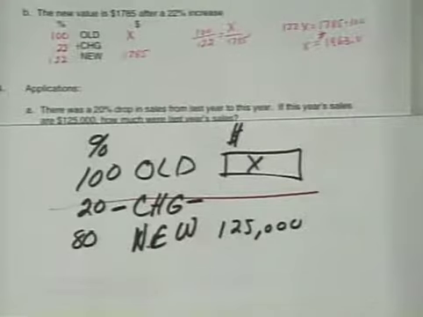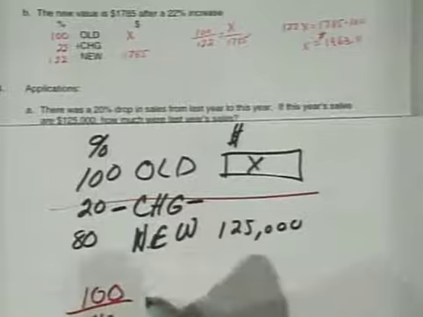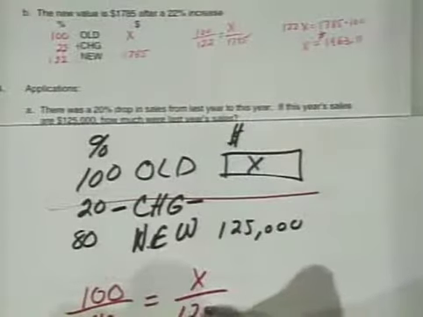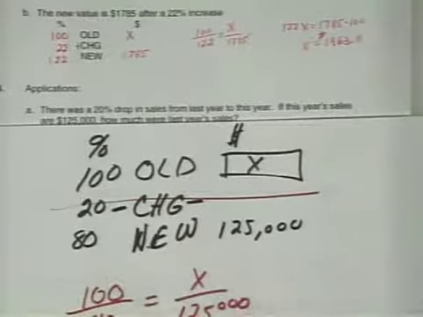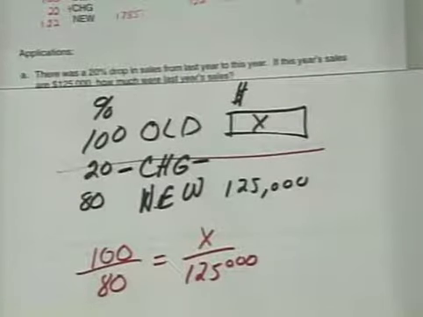Is that all right? I'm going to then set this up as 100 is to 80. Is that all right? Does this make sense? Okay.